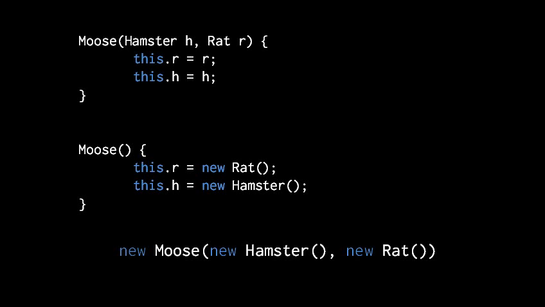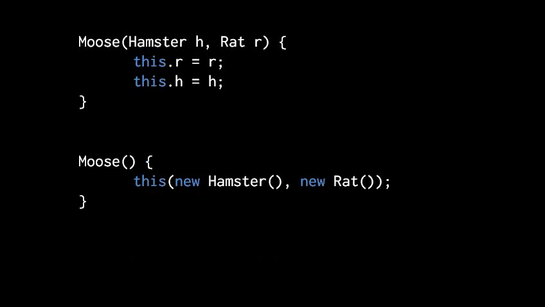Often when a class has more than one constructor, the constructors mostly do the same thing. So it makes sense that rather than duplicating this work, one constructor can call another. Here, the Moose constructor, which takes no arguments, is invoking in its first and only line the other Moose constructor. Notice though that the syntax for this call is special. It uses the reserved word this followed immediately by parentheses with a list of arguments.